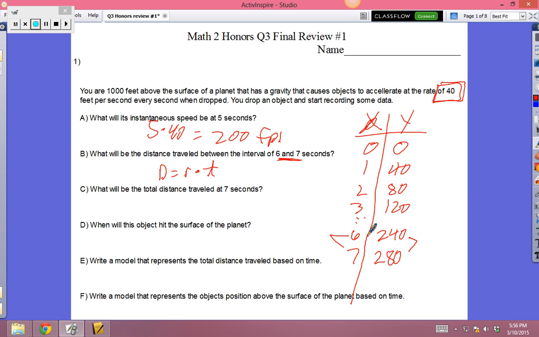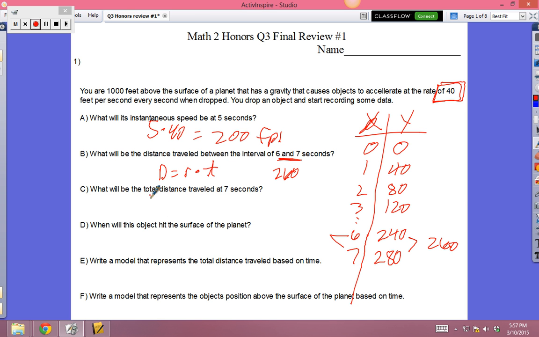But since the speed is changing at a predictable, constant rate, we're going to use the average rate of change, not the lowest, not the highest, somewhere right in the middle. So the average speed, if you're going 240 and you increase to 280 at a steady pace, is going to be 260. Now you take 260 and multiply it by the time, and it was only in the air for that 1 second, so it's going to be 260 feet traveled between the 6th and 7th second.